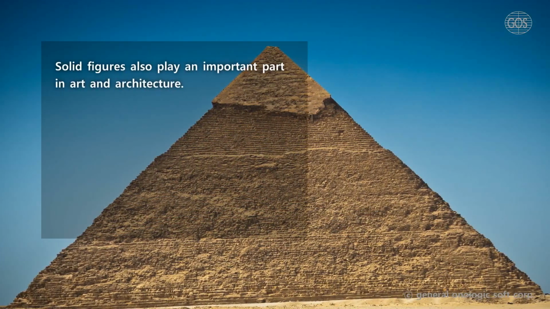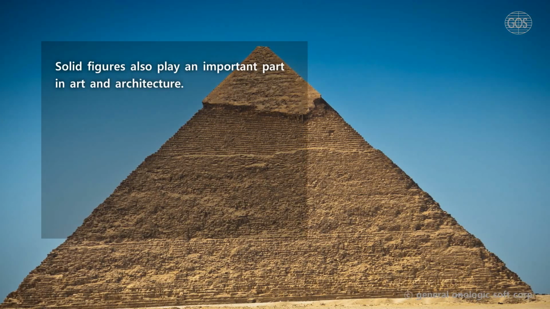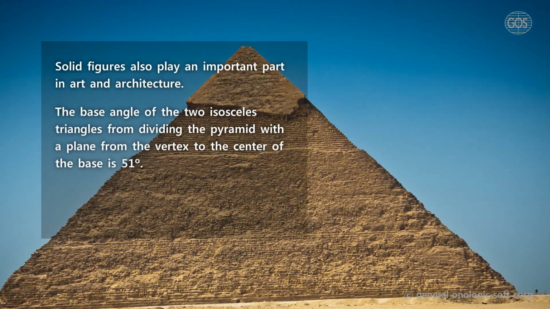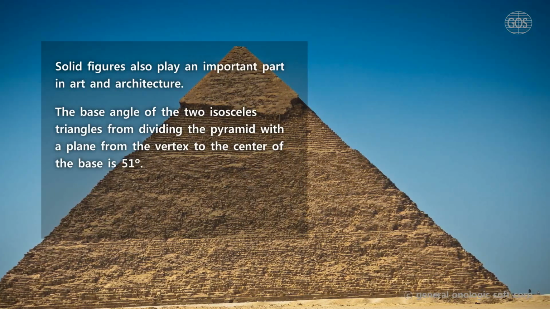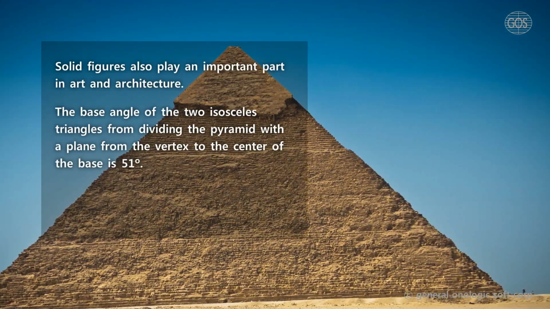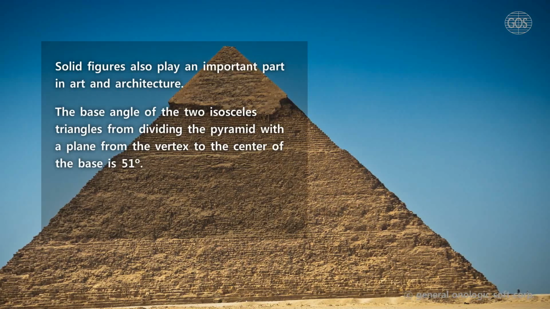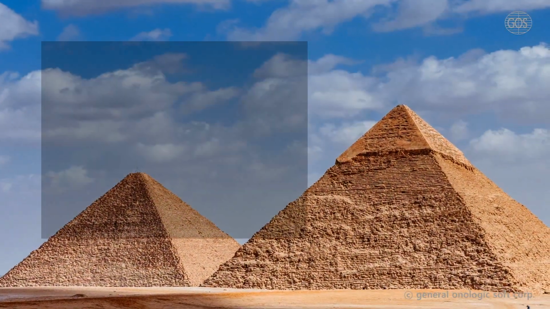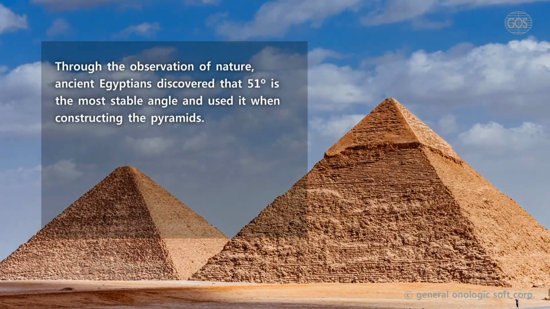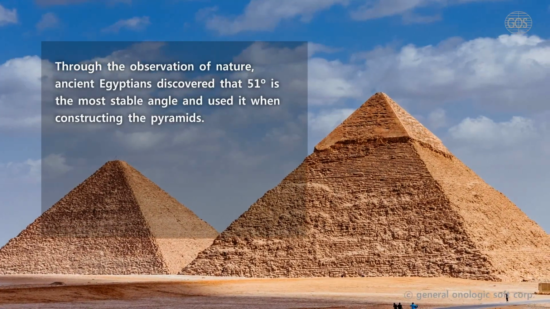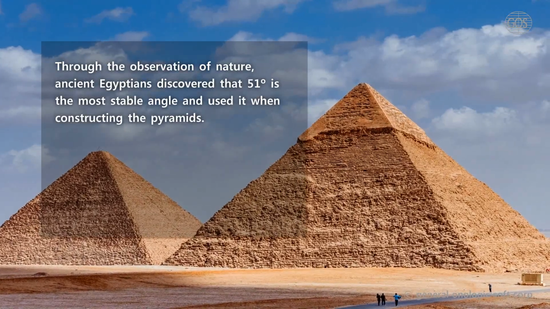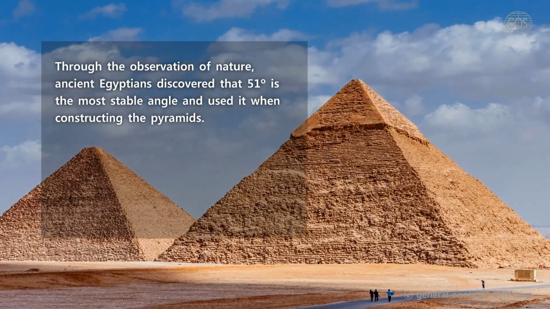Solid figures also play an important part in art and architecture. The base angle of the two isosceles triangles from dividing the pyramid with a plane from the vertex to the center of the base is 51 degrees. Through the observation of nature, ancient Egyptians discovered that 51 degrees is the most stable angle and used it when constructing the pyramids.